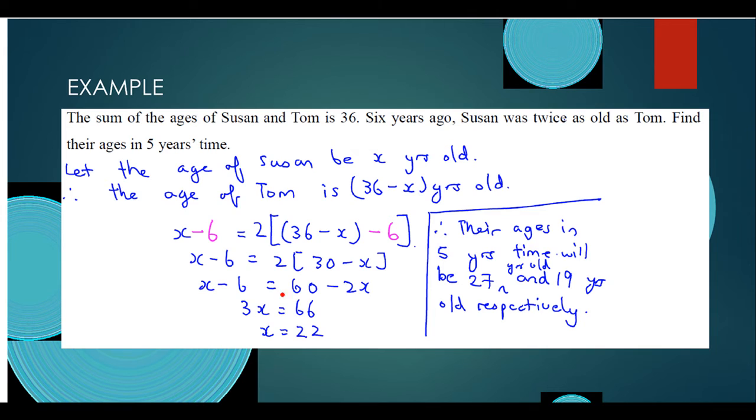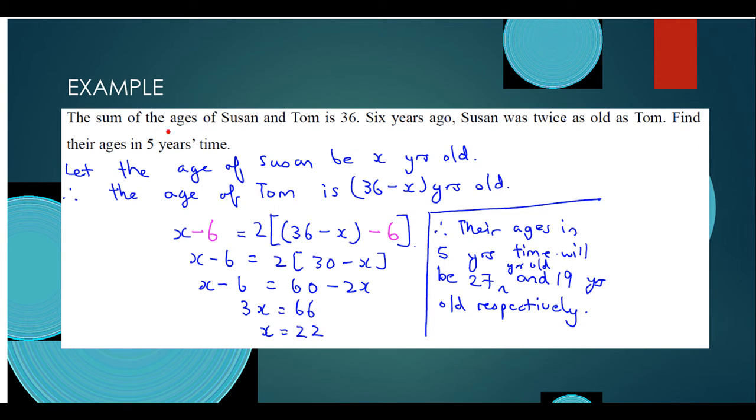Now since I got 2x terms on both sides, I add 2x on both sides. So I get rid of this term. x plus 2x will give me 3x. And then after that I add 6 on both sides. That will give me 66. And this minus 6 is gone. And how do I get the x? I divide by 3 on both sides. So I'll get x equals 22.